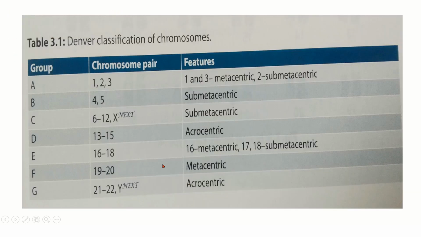So this is Denver's classification: A, B, C, D, E, F, G. So 1, 2, 3 in A, 4 and 5 in B, 6 to 12 in C along with the X chromosome. D has 13, 14, 15, E has 16, 17, 18, F has 19 and 20, and G has 21, 22 and Y. So X belongs to C and Y belongs to G.